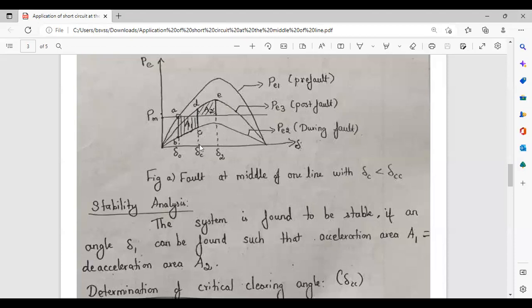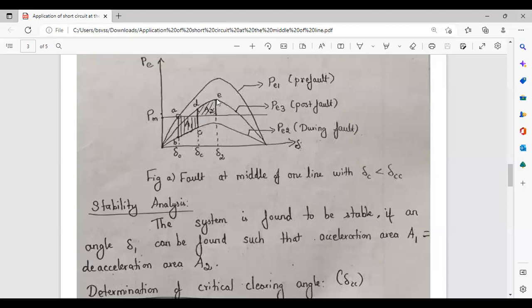That is, if the fault is not cleared at this del C, then what will happen? The rotor angle will not stay in the same position, because we are continuously giving the input. So the rotor angle will be oscillating with respect to its equilibrium condition. It will be continuously operating. That is, the rotor will continuously oscillate. So the operating point will shift from point D to point E.